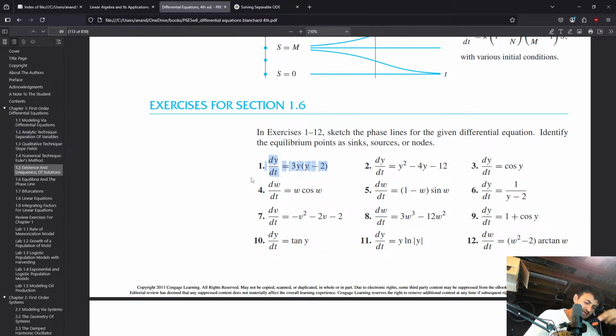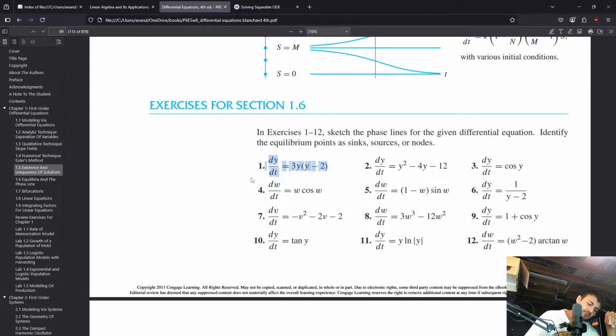Now we're going to try 1. So we're going to get 3 times minus 1, because it's going to be 3 times y minus 2, which is minus 3. And that's going to be negative, so it's decreasing. Then finally, let's do 3. We're going to get 9 times 1, which is positive.